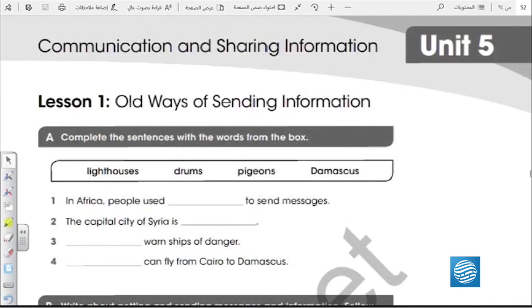Complete the sentences with the words from the box. So these are sentences and there are some gaps in these sentences, and we have to fill them up with these words. We have 4 words, as well as 4 spaces. Okay.